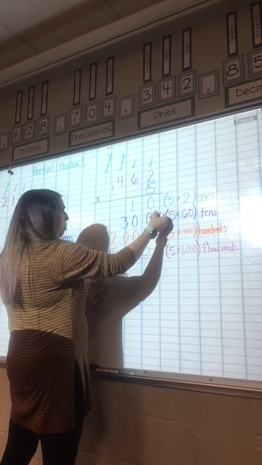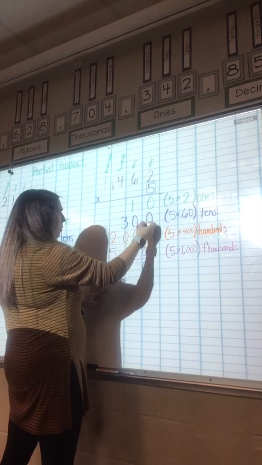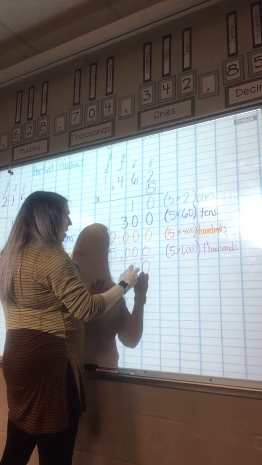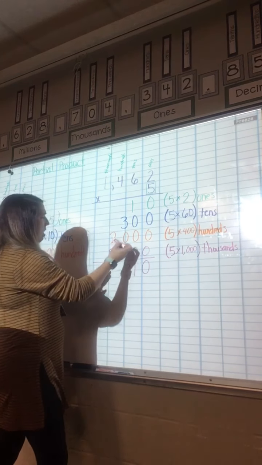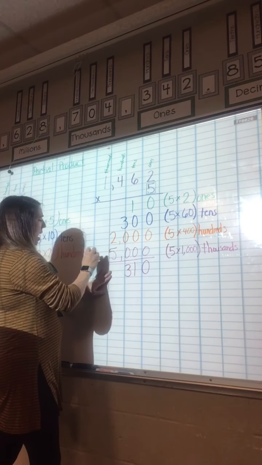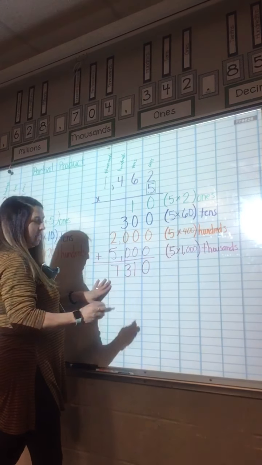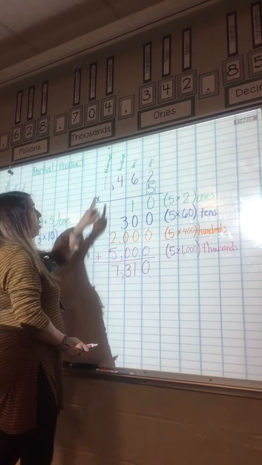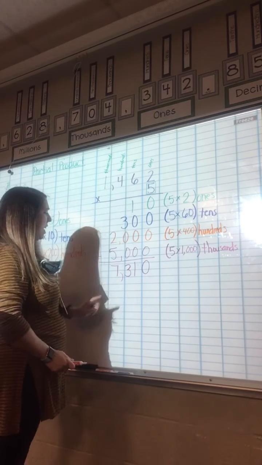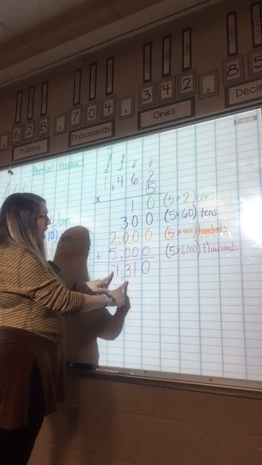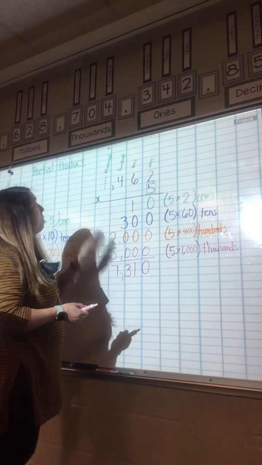So 0 plus 0 plus 0 plus 0 is 0. 1 plus 0 plus 0 plus 0 is 1. 3 plus 0 plus 0 is 3. And then my 2 plus 5, remember we're adding these, 2 plus 5 is 7. What am I missing? My comma. So 1,462 times 5 is 7,310.